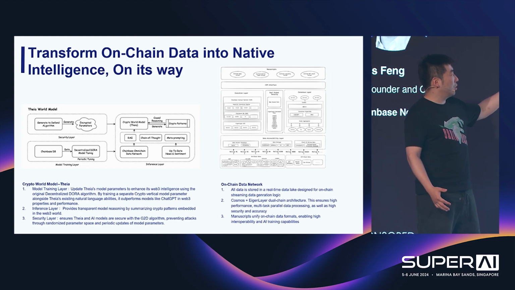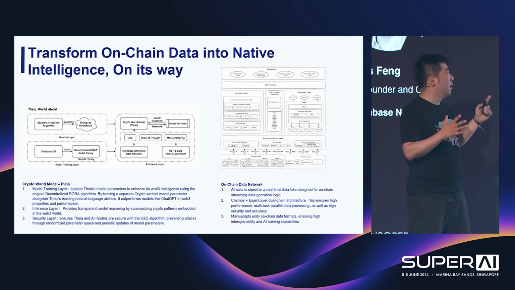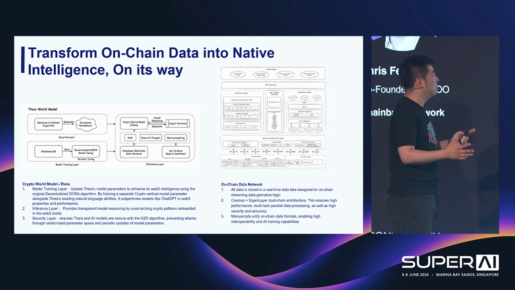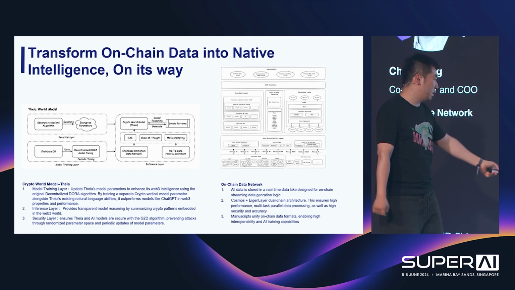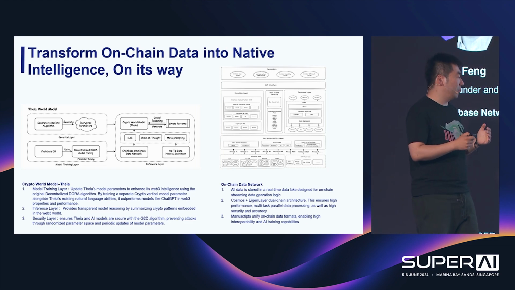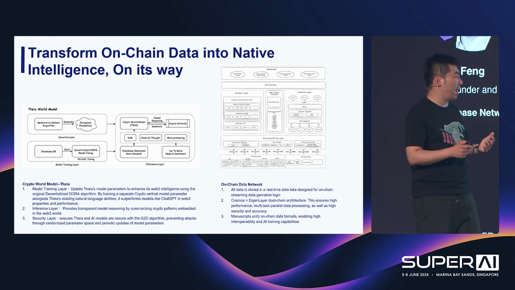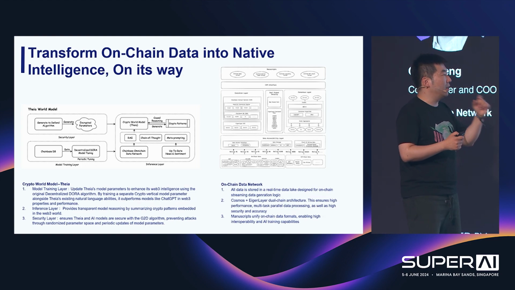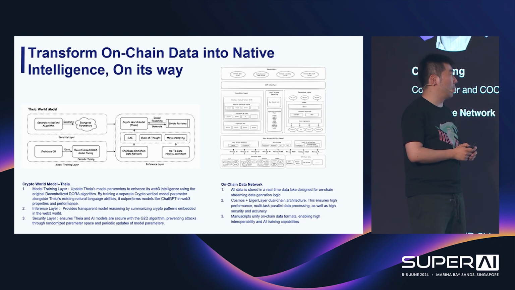Then, in order to ensure security, we also have another algorithm, which is called generate to default, which means, as I said here, that we prevent attacks through a random parameter space and periodic updates of the model parameters. If you attack one interface, you cannot attack the whole world model.